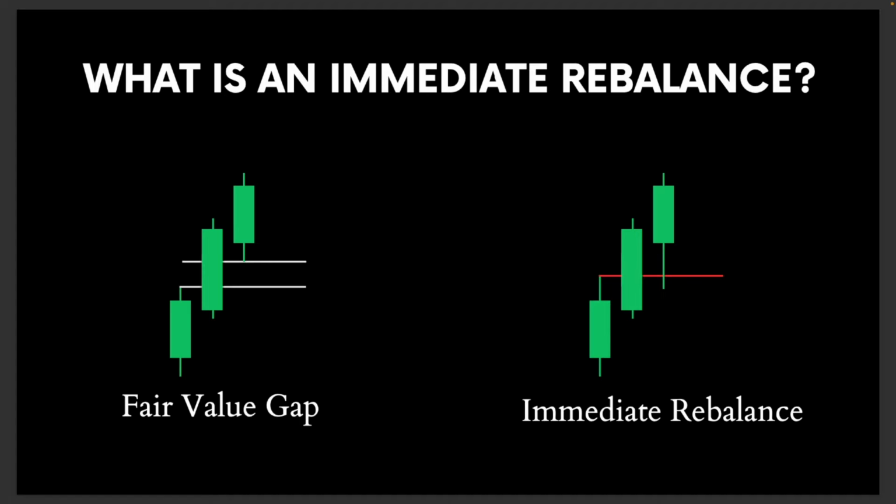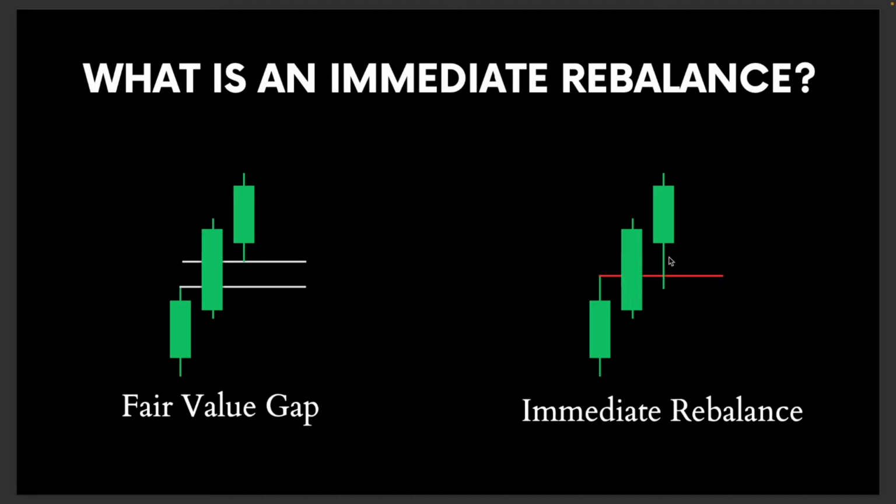So I'm sure all of you know and can see the fair value gap formation. It's just that 3-candle formation, and we leave this gap here. So we leave this imbalance here. With an immediate rebalance, we don't leave a gap. So the logic here is with a fair value gap, right? It's more likely for price to return into this. With immediate rebalance, there's no gap that price needs to return to.